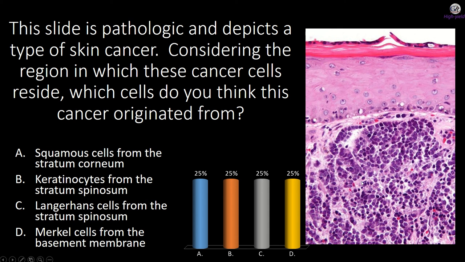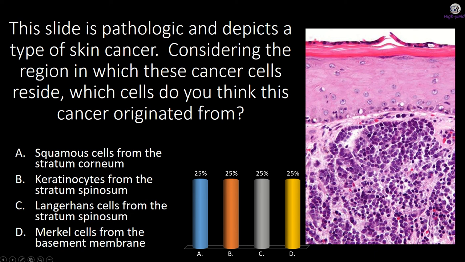Langerhans cells from the stratum spinosum. Well, Langerhans cells aren't going to divide. They're going to be originating from monocytes. And so I wouldn't expect them to become cancers, firstly. Definitely not, if there's bone marrow cancer, they're not going to just pop up as Langerhans cells. And they're also not disrupting the stratum spinosum, so I'm going to cross that one out.